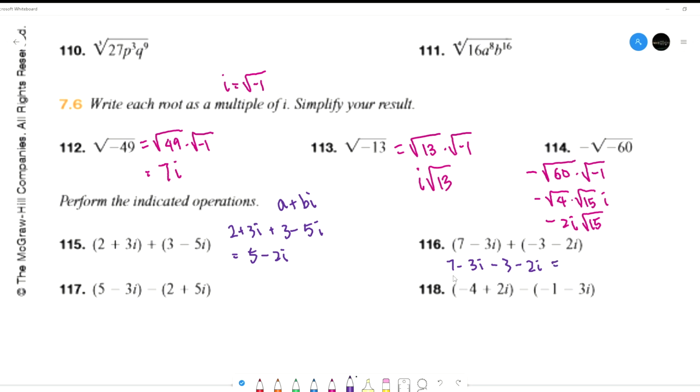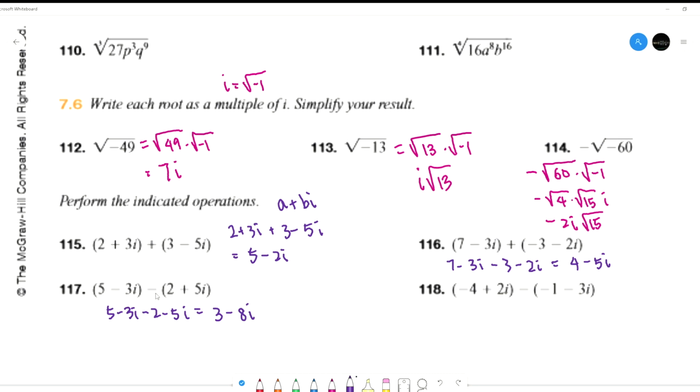Then you can combine like terms. 7 minus 3 is 4. Negative 3i minus 2i is minus 5i. Okay? All right, 117. As we distribute and remove parentheses, we get 5 minus 3i. And for the second group here, this is minus 2 minus 5i. And when you combine the like terms, you get 5 minus 2 is 3. Negative 3i minus 5i is minus 8i.